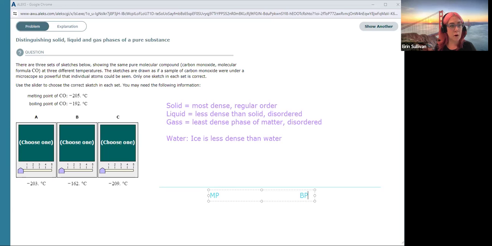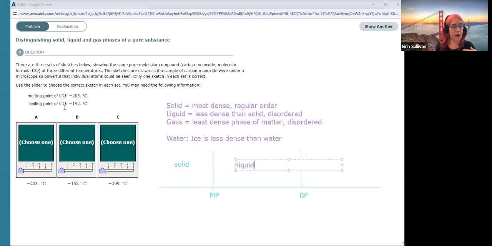And you can kind of block off areas now where you know if that temperature is below the melting point, then your particular substance you're looking at is going to be a solid. It's going to be in the solid zone, right? If the compound or element that you're looking at is above the boiling point, it's going to be in the gas zone. If the temperature is in between the melting point and the boiling point, then it's going to be in the liquid zone. So for any compound or element, just look at what the individual melting and boiling points are.